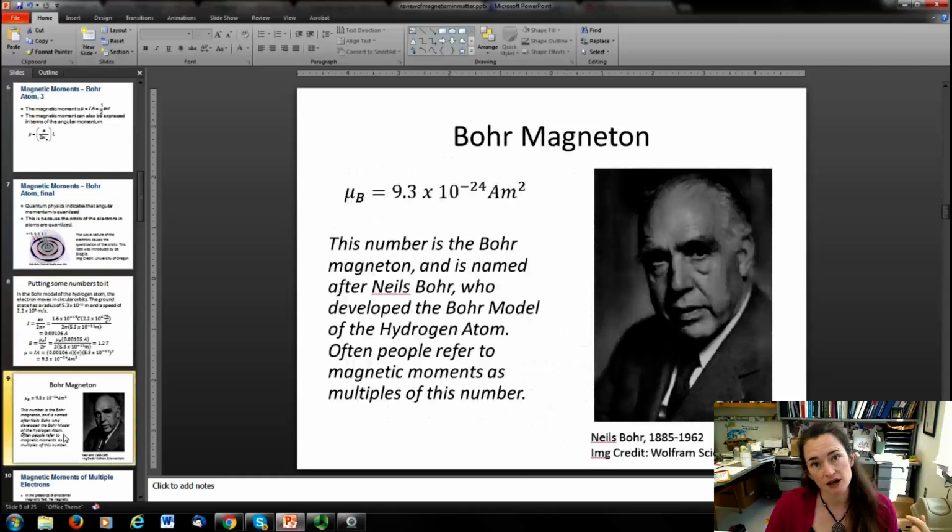This is a number that pops up so often that we have named it, and it's called the Bohr Magneton, okay? And it's usually written with μ with a little b subscript for Bohr. So this is named after Niels Bohr, who developed the Bohr model of the hydrogen atom. And often people refer to the magnetic moments of atoms in terms of multiples of the Bohr Magneton rather than writing out this extremely small number for you. Okay? So that's your Bohr Magneton.